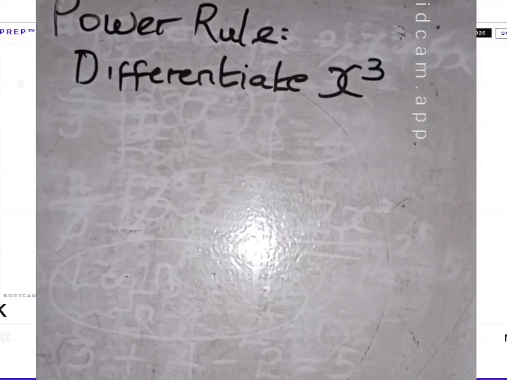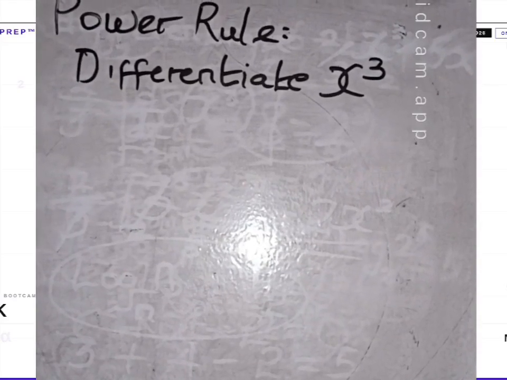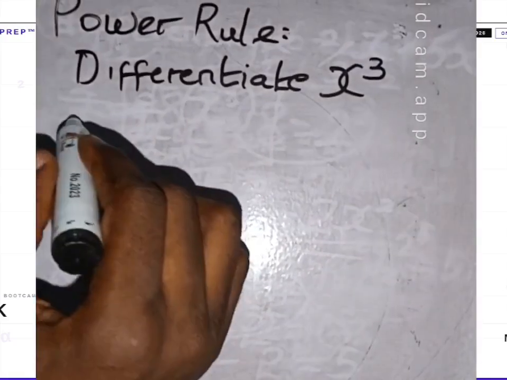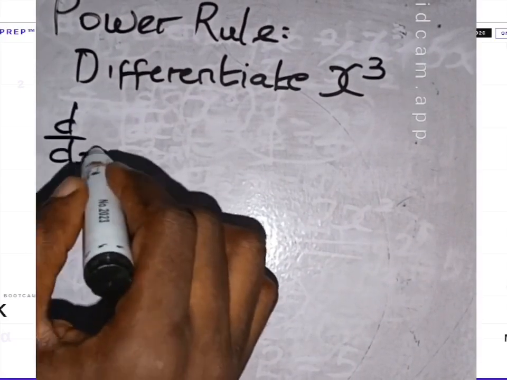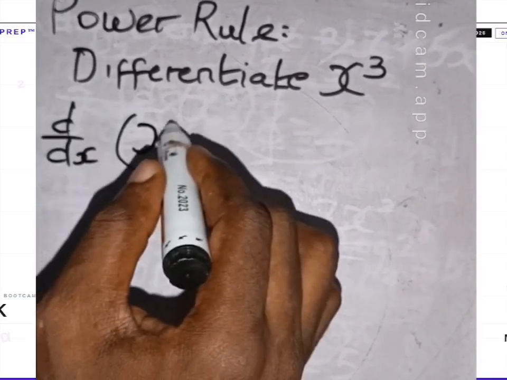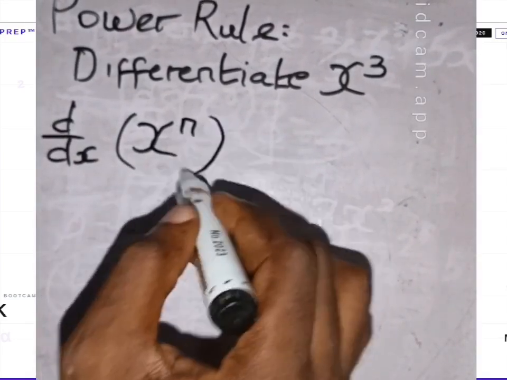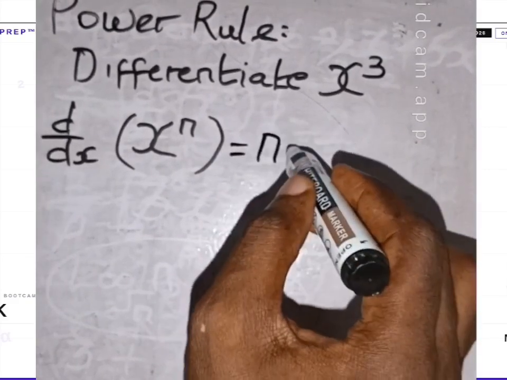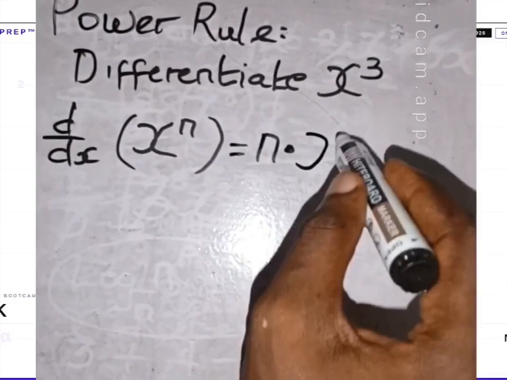Power, what you should use is the power rule. So let's assume I want to differentiate this. You need to know the general form of the power rule. The general form of the power rule states that if you want to differentiate a function x raised to power n, where n is whatever the power is, all you need to do is multiply by n and then subtract 1 from the power.